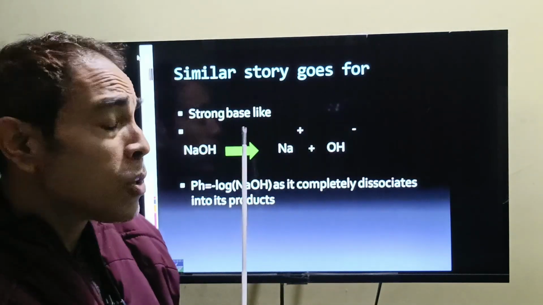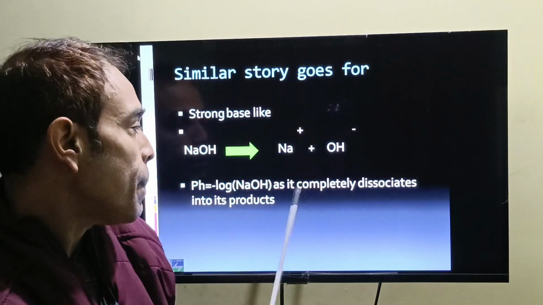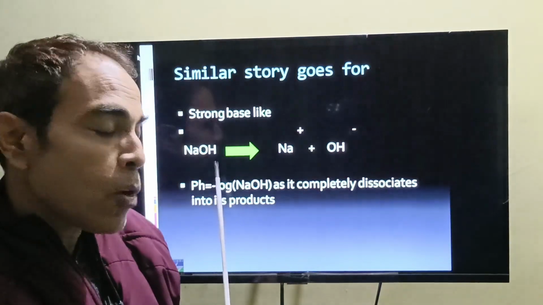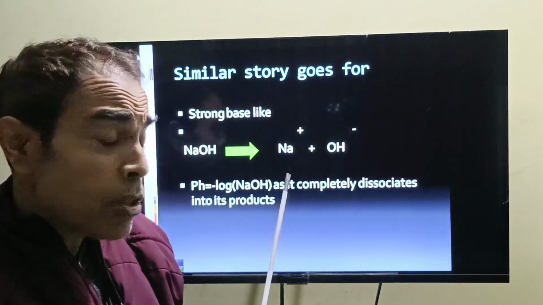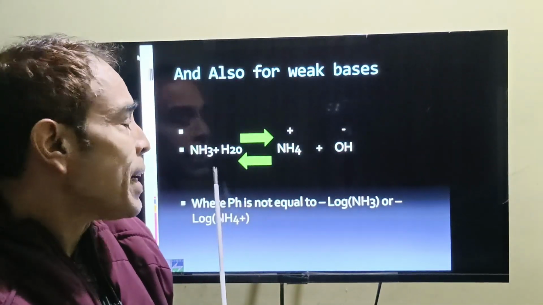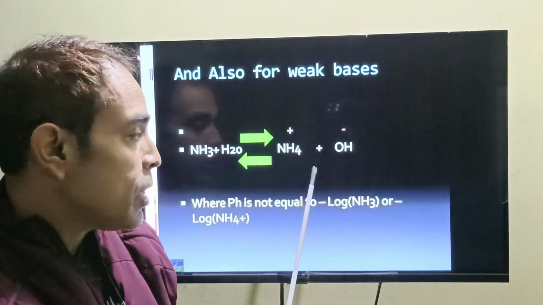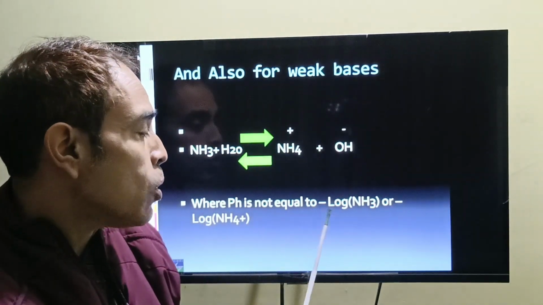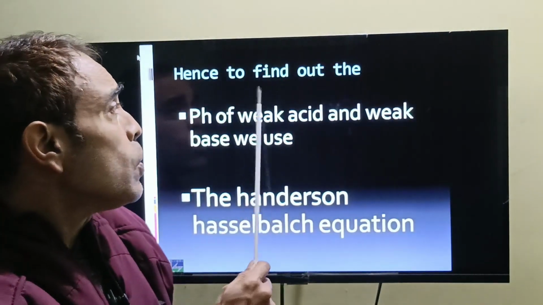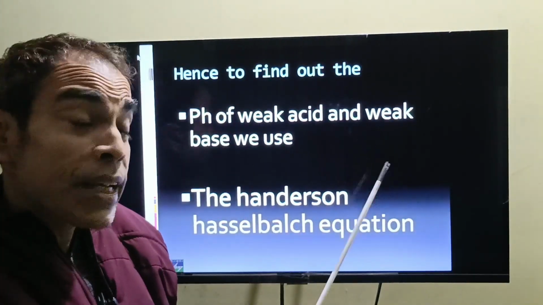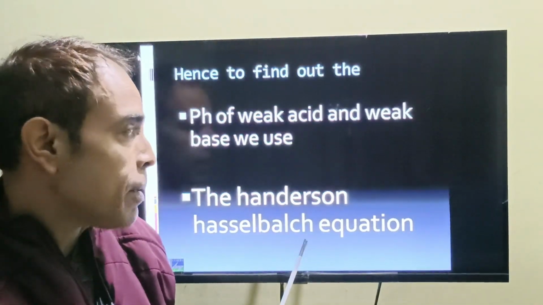A similar story goes for a strong base like sodium hydroxide. Sodium hydroxide completely dissociates into sodium and hydroxide ion, so we can take the negative log of the sodium hydroxide concentration to know the pH of the solution. But for weak bases like ammonia, which reacts with water to form ammonium ion, it does not completely dissociate. So we cannot simply take the negative log. In order to find out the pH of weak acids and weak bases, since strong acids were easy, we use the Henderson Hasselbalch equation.